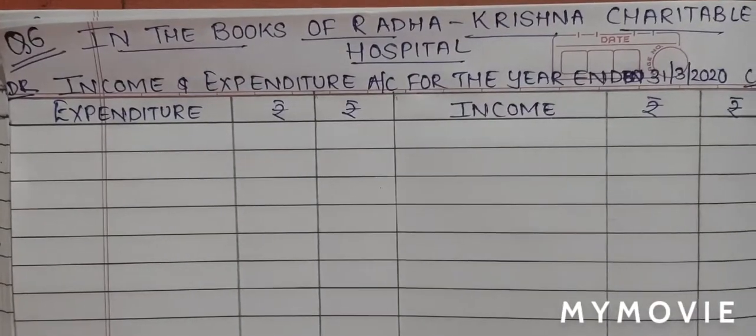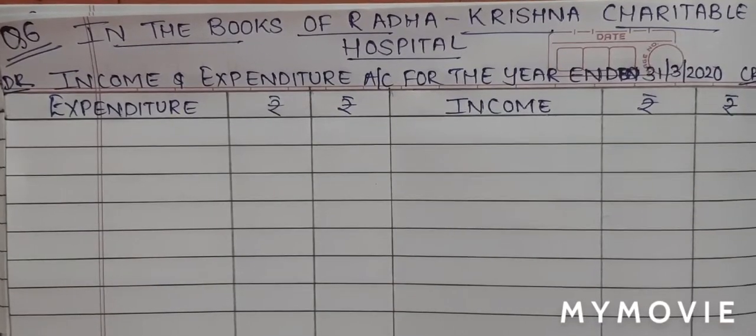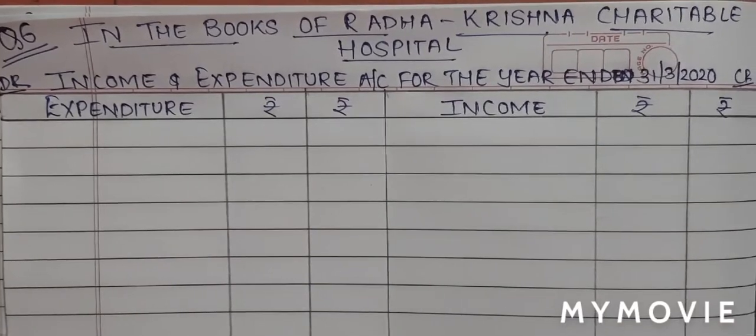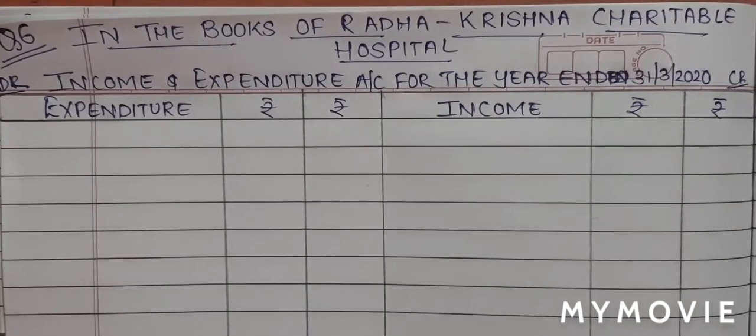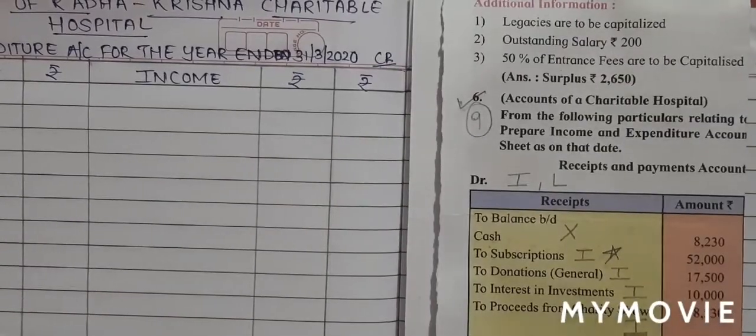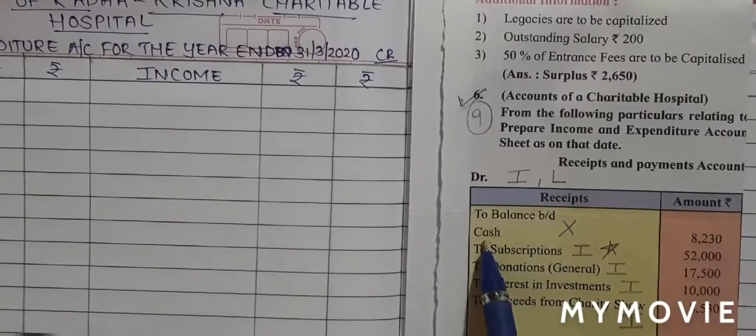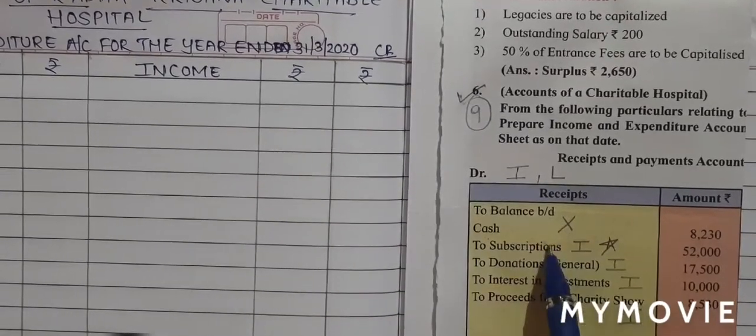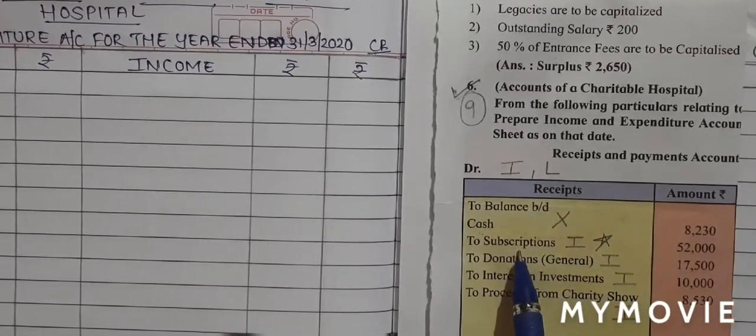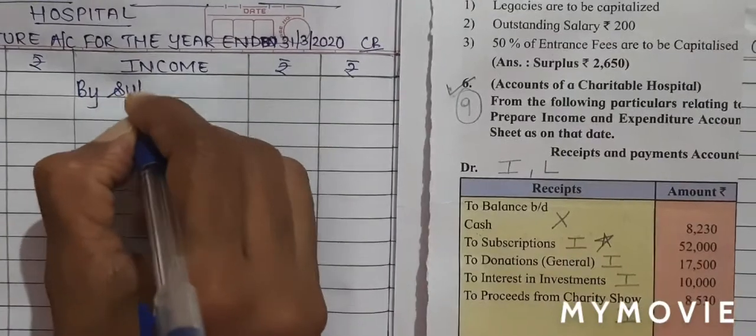Let's begin with step number 3, writing it in the inner and the outer column. Students, please make a note. The ones which are marked star will be written in the inner column, and the ones without star will be written in the outer column. So let's begin from the receipt side. To balance brought down, that's my opening cash balance, which we do not consider, so we will not write. Next is subscription. So on the income side, I'll write by subscriptions.